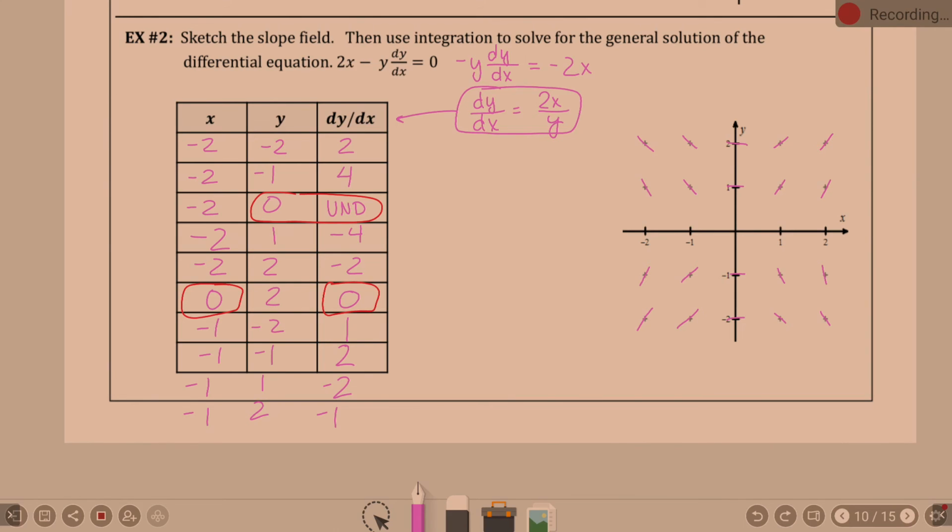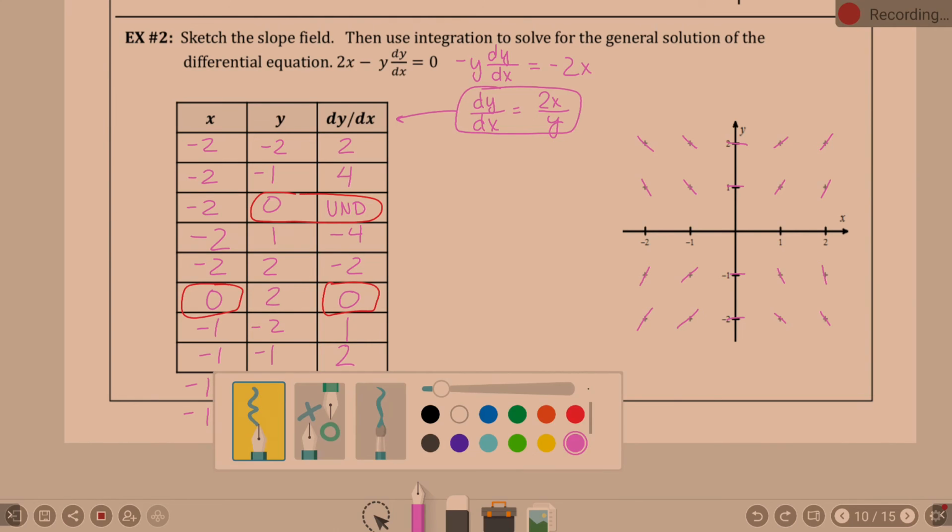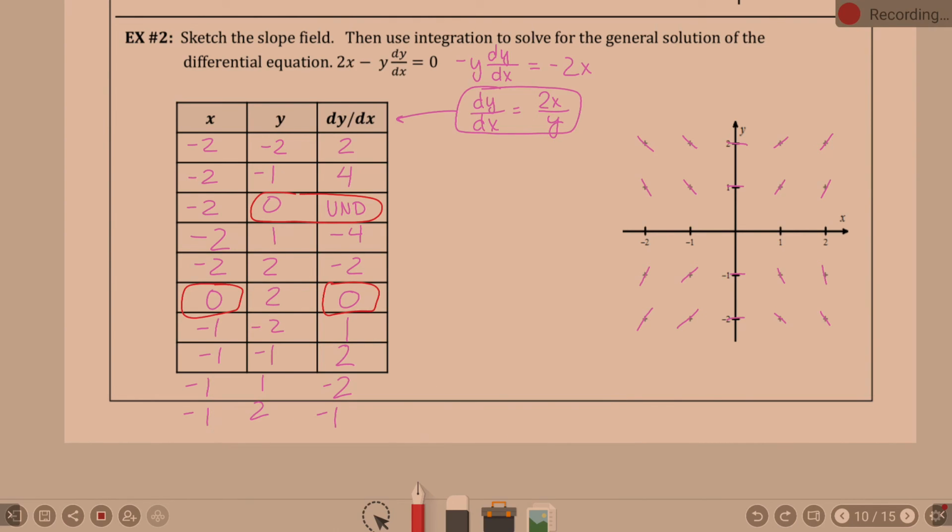Officially, this says sketch the slope field. This is sketching a slope field. They didn't tell us to draw any curves in, so we don't have to draw any curves in. They might give you information to do that. They might not. It does say then use integration to solve for the general solution. So if we take this and solve for the general solution, think integration by separation, yes? Because I don't know how to integrate 2x over y. Yuck. But what can I do? Y is on one side, x is on the other side, yes?